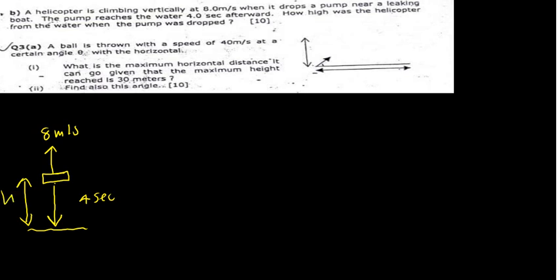What can we do? What information do we have? We are looking for height. We have got velocity, which is the initial velocity in this case. Now, the initial velocity of the helicopter is 8 meters per second. This same initial velocity is also the velocity with which the pump is going to fall. But because the helicopter is going up, the pump is going down, so the velocity for the pump is going to be negative. That's the only difference. And then time is 4 seconds. That's the time it will take for the pump to reach down.